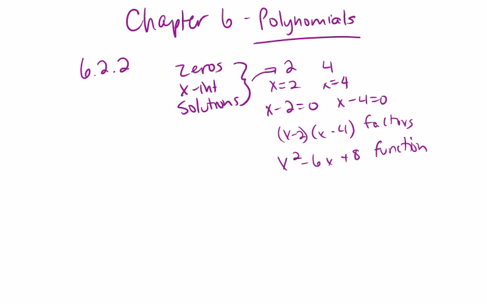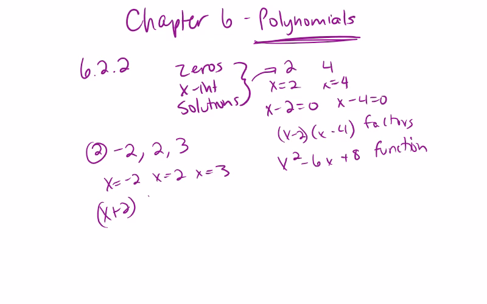Okay, so we're going to find this same relationship of these same terms with polynomials. For example, number 2 says, write the simplest polynomial function with the given zeros, and the zeros are -2, 2, and 3. So that would mean x would be -2, x would be 2, and x would be 3. So the factors would be x plus 2, x minus 2, and x minus 3, because I have to move these over to the other side, and when I do, they become the opposite. To find the function, I would then need to multiply these together.